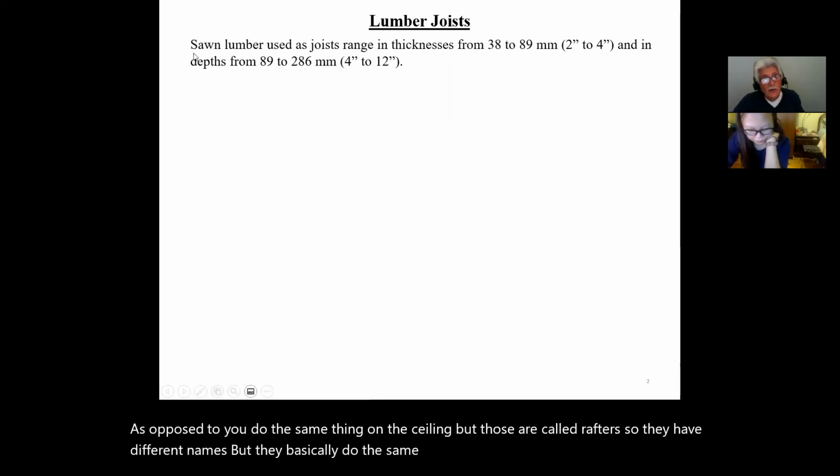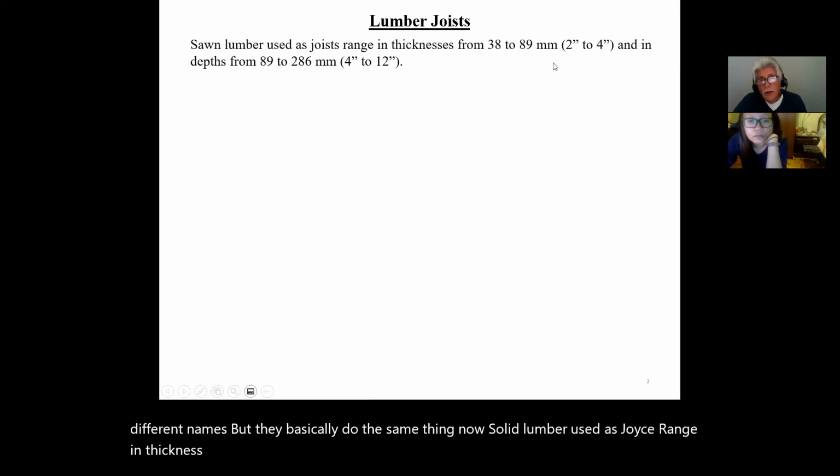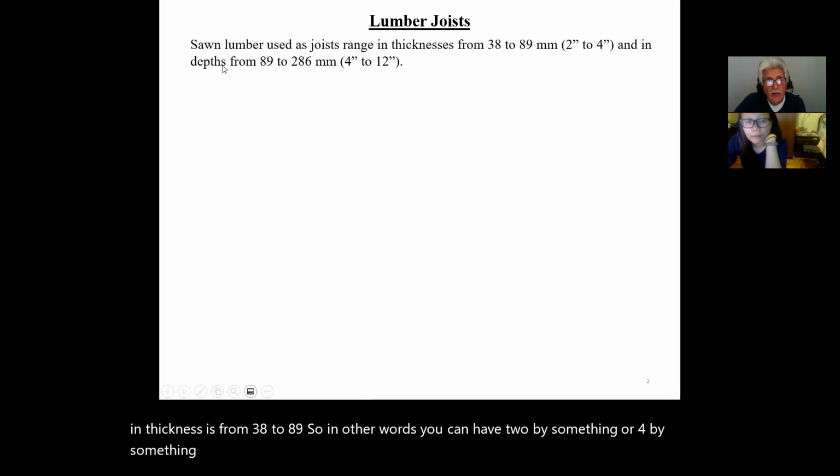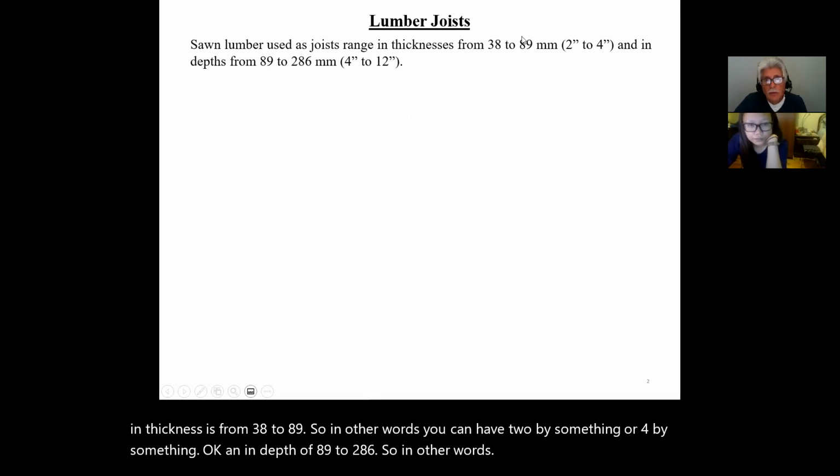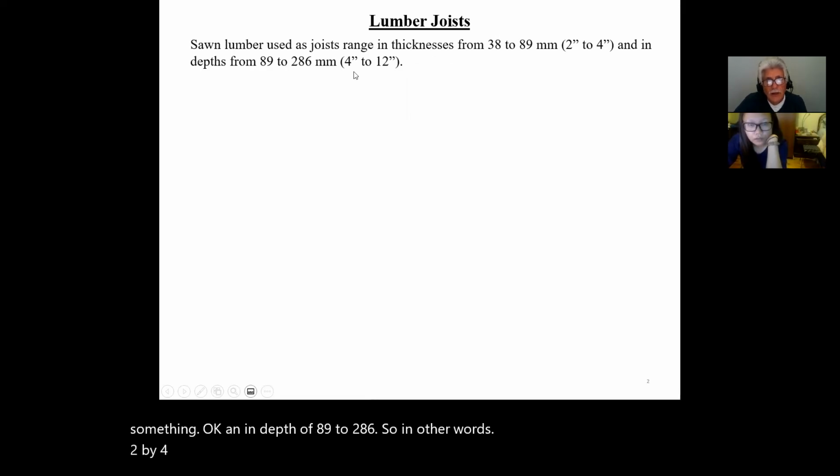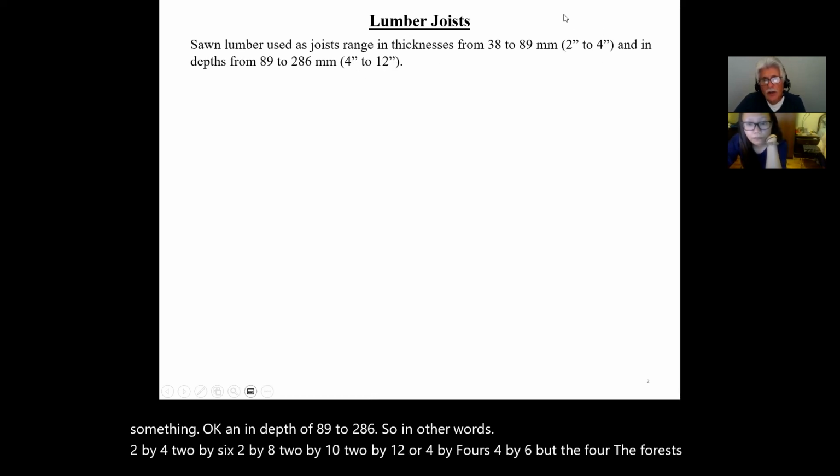Now, sawed lumber used as joists ranges in thickness from 38 to 89. So in other words, you can have 2 by something or 4 by something, okay? And in depths of 89 to 286. So in other words, 2 by 4, 2 by 6, 2 by 8, 2 by 10, 2 by 12, or 4 by 4s, 4 by 6. But the 4s aren't as readily available as the 2-inch.